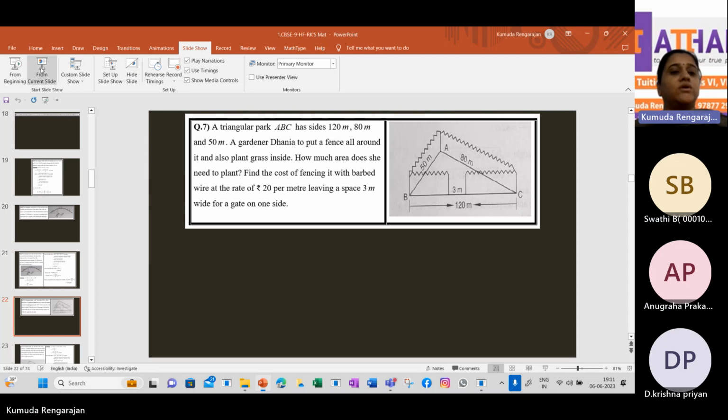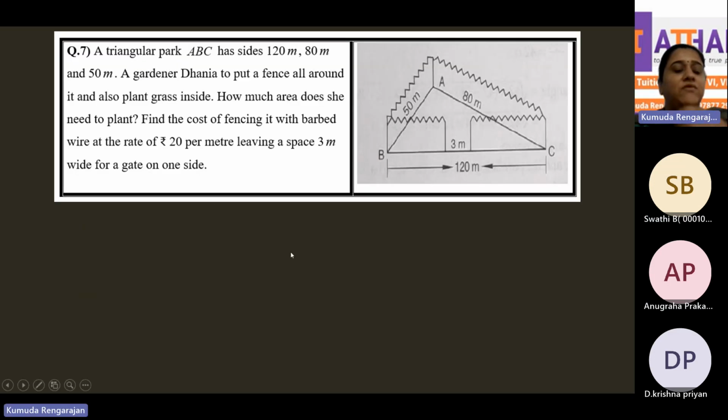Yes, ma'am. Okay. So the gardener has to fence it with barbed wire. So find the cost of fencing it with barbed wire at the rate of rupees 20 per meter, leaving a space of 3 meters wide for a gate on one side. Okay. Now leave the question.